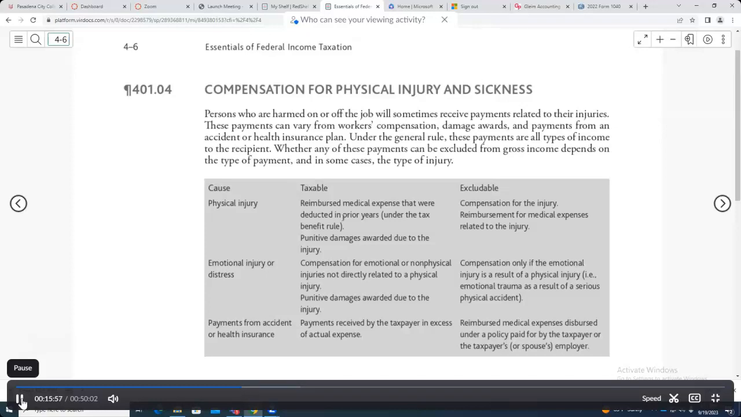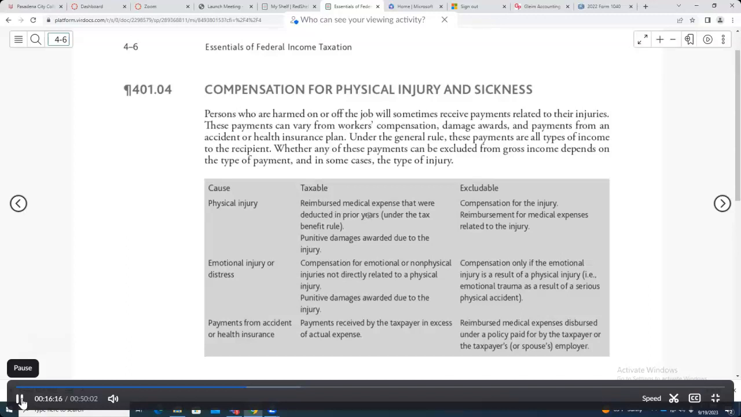Make sense? Tax free. So that's the idea about it. If you have a physical injury and you get compensation for that injury, it's tax free. But here it says it's taxable: reimbursed medical expenses that were deducted in a prior year. What does that mean? What are they talking about?